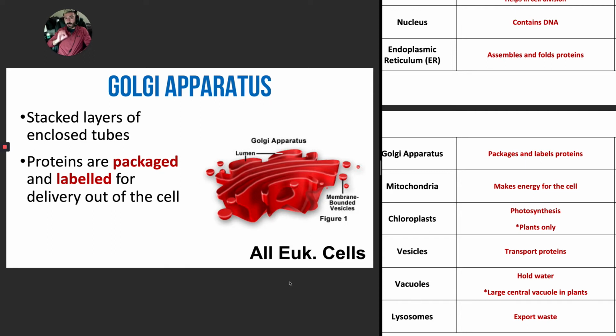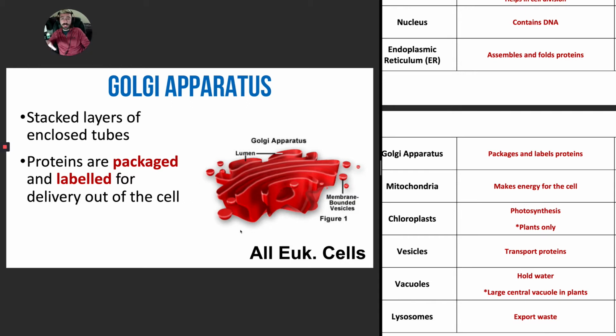So the next one is the Golgi apparatus, and it's a stacked layer of enclosed tubes. It's an interesting looking thing. And this is where proteins are packaged and labeled for delivery out of the cell. So I like to think of this as like an Amazon warehouse. If you think about what Amazon is, it's a website, a company, and you order something through Amazon. And then the warehouse is where they put it in the box, they label the box, and they do everything there to ship it out. They are not actually the ones delivering it, but they are preparing it to be sent out everywhere.